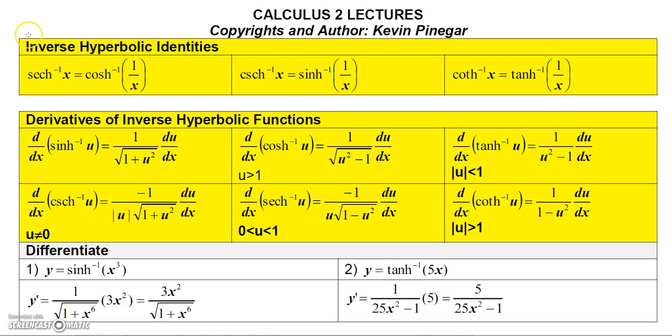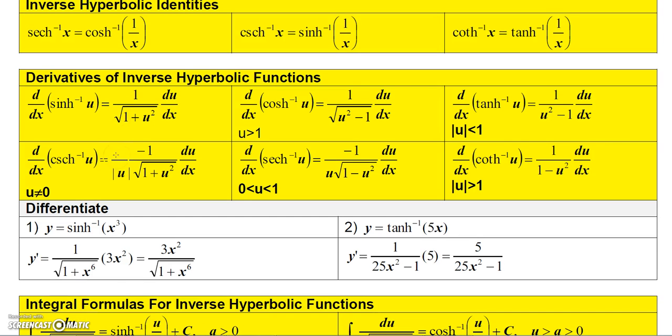Okay, so now here are some identities. The inverse hyperbolic secant of x is actually equal to the inverse hyperbolic cosine of 1 over x. The inverse hyperbolic cosecant of x is equal to the inverse hyperbolic sine of 1 over x. And then the inverse hyperbolic cotangent of x is equal to the inverse hyperbolic tangent of 1 over x. Now, the derivatives of these are given here. So here are the formulas for the derivative.